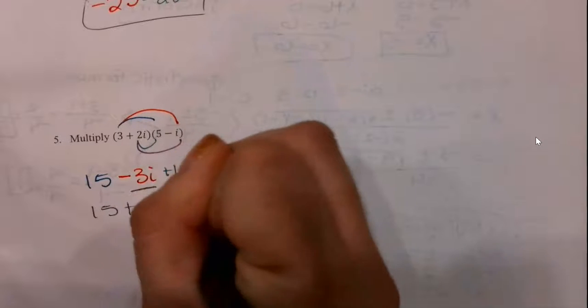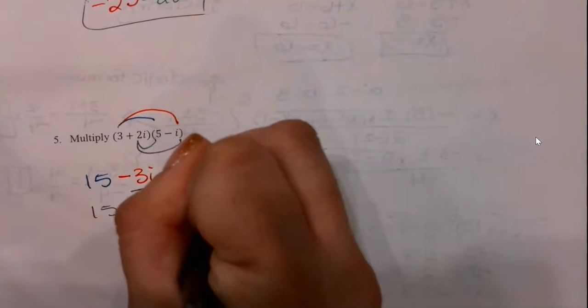Then what I want to do is simplify from here. I will combine my middle terms. So I have negative 3i and positive 10i. So I have 15 plus 7i minus 2i squared.